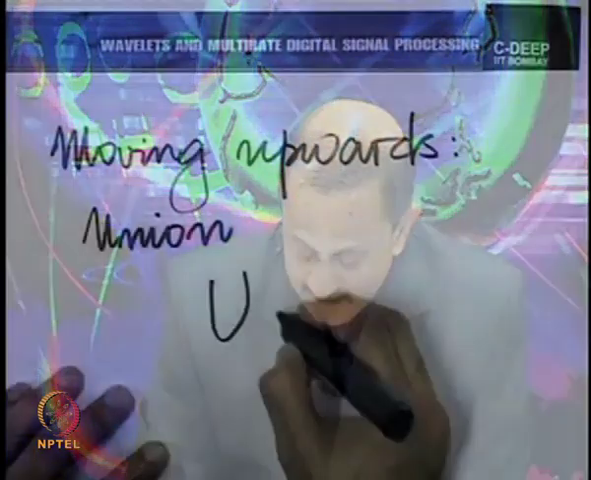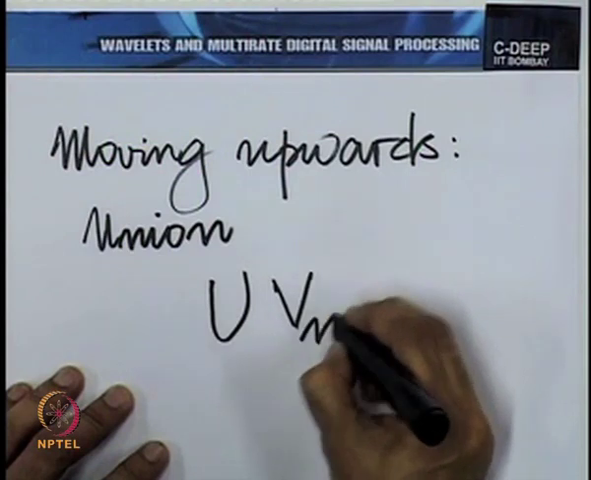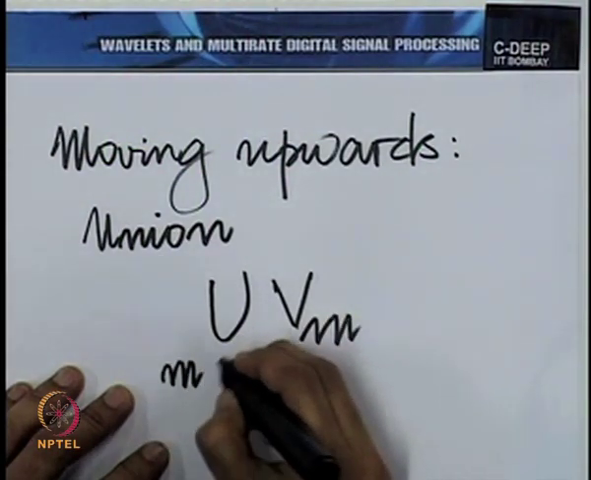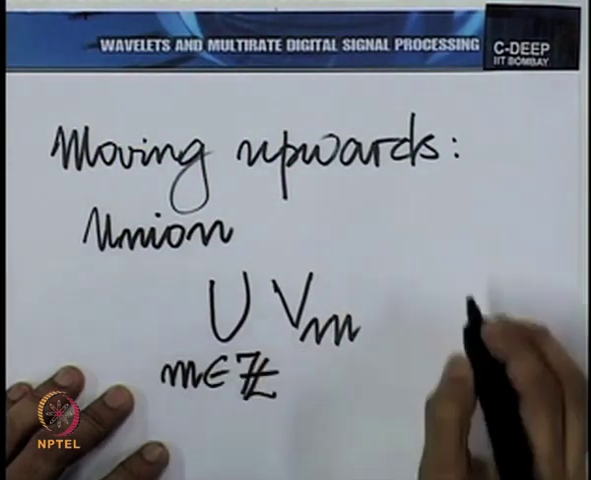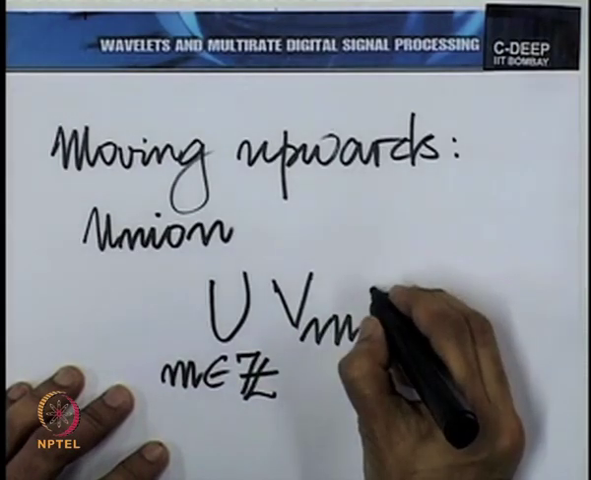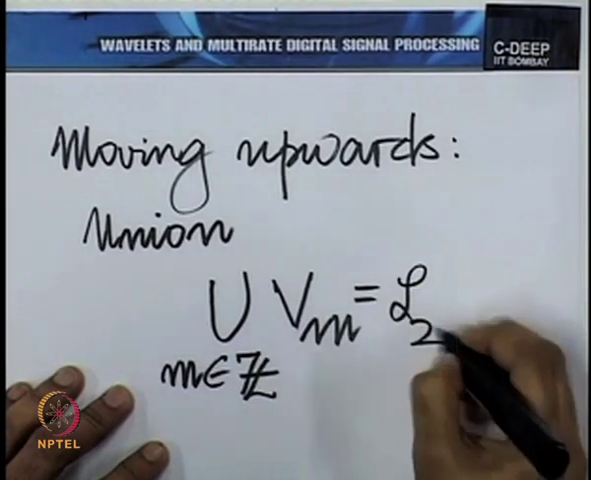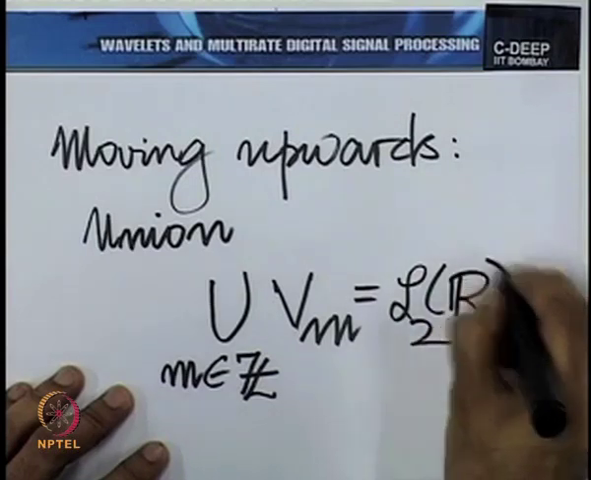So, when we take a union of two sets, and if one set is contained in the other, we are automatically taking the larger set. So, moving upwards is attained by using union. In other words, we are saying the union of V m, m over all the integers, should almost be L to R. Now, that is where the little catch is.